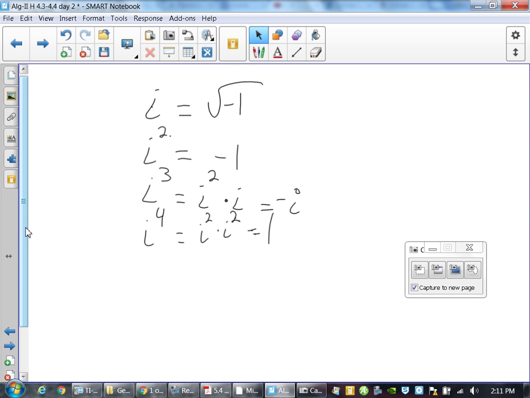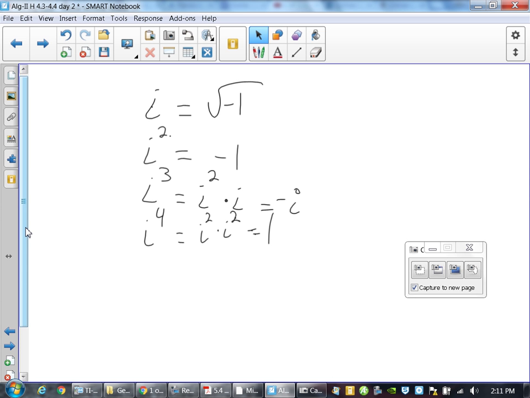What I'm trying to show you guys is that there are multiplication patterns that occur when you start working with i. i is always the square root of -1. i squared is the square root of -1 squared, so it's -1. i cubed is negative i. i to the 4th becomes 1.